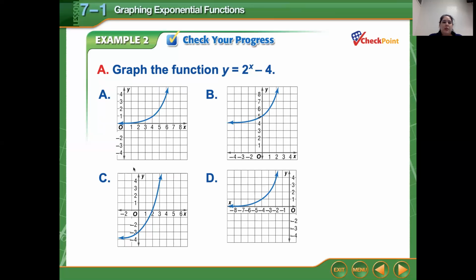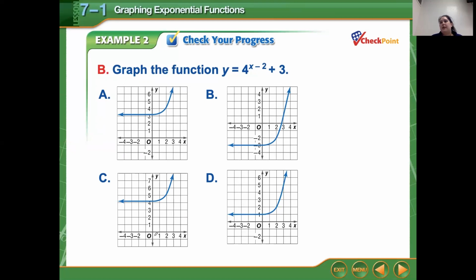All right, go ahead, take a moment to graph y equals 2 to the x minus 4 and match to the corresponding answer. All right, you should get C. One hint we do have here is this -4 should have told you that your asymptote is now down here.